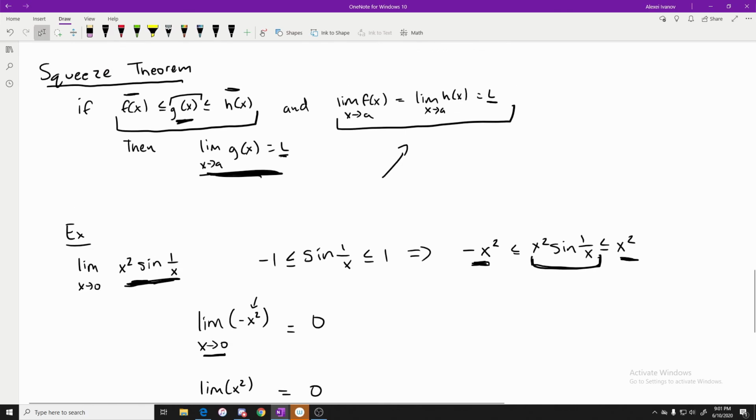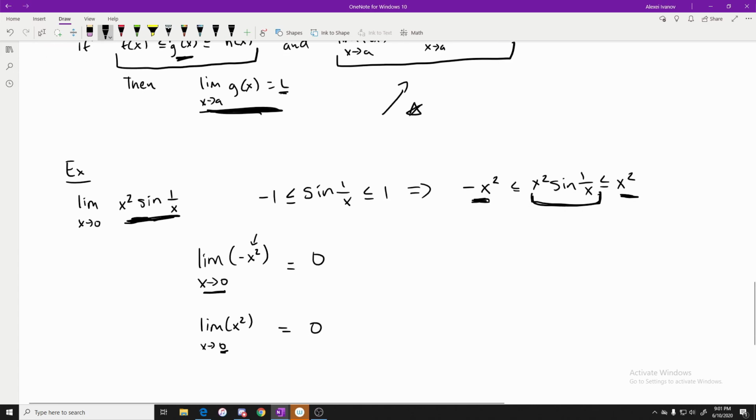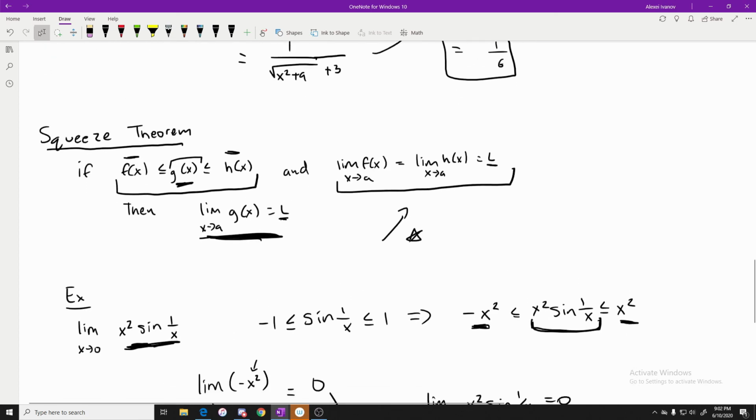And now we can see that this property right here, the one that I was talking about, is satisfied because both of the outer limits end up equaling the same thing. That means that we can conclude that the limit as x approaches 0 of x squared times the sine of 1 over x is also 0, because it's sandwiched in between them and it follows the squeeze theorem.